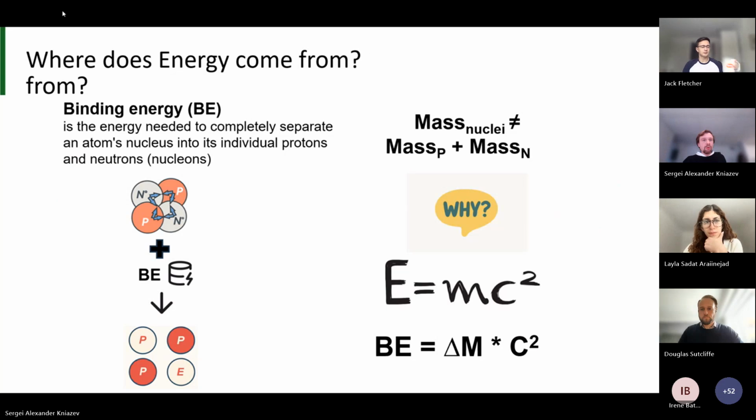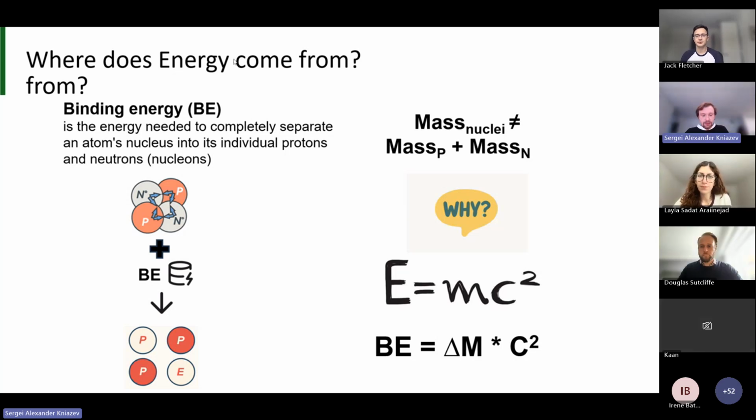So let's talk about the energy. One of the main concepts here is binding energy. It is the amount of energy you would need to completely separate a nucleus into individual protons and neutrons. Or in other words, it's the energy that holds the nucleus together.